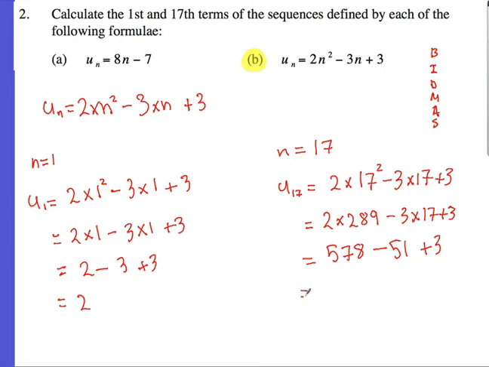Now we have 578 minus 51, add 3, and if you put that into your calculator, 578 minus 51, add 3, you press the equal sign, you would get 530. So the 17th term is 530. And the first term is 2.